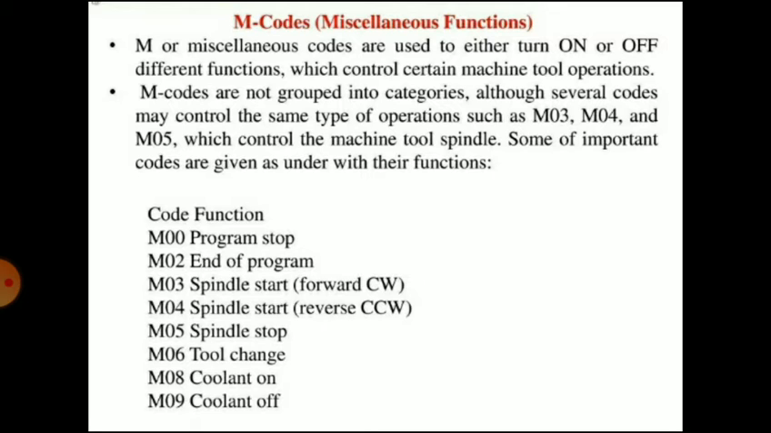So M codes are not grouped into categories, although several codes may control the same type of operations, such as M03, M04 and M05, which control the machine tool spindle. Some of the important codes are given: M00 program stop, M02 end of program, M03 spindle start, that is clockwise direction, M04 spindle rotate in anti-clockwise direction, M05 spindle stop, M06 for tool change, M08 coolant on and M09 coolant off.